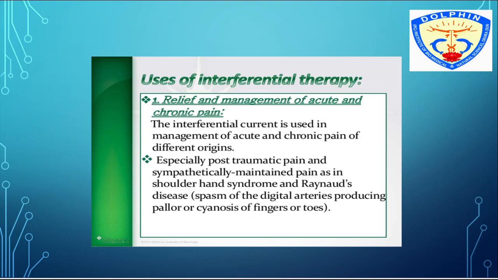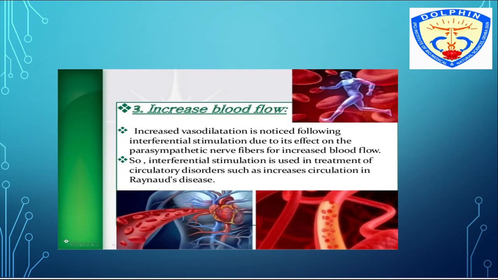So this is effective for that purpose also, because it is effective for producing dilatation of the vessels. Now, increased blood flow and vessel dilation is noticed following interferential therapy due to its effect on the parasympathetic nerve fibers. Effects on the sympathetic and parasympathetic nerve fibers: during sympathetic activity, there is constriction of the vessel. If parasympathetic activity is going on, then there is increased activity of the nerves, and dilatation of the arteries occurs.